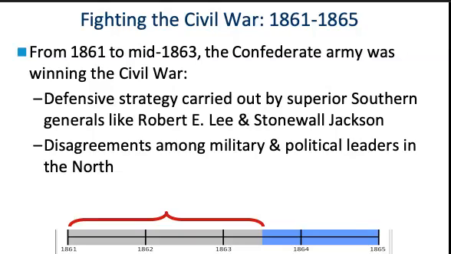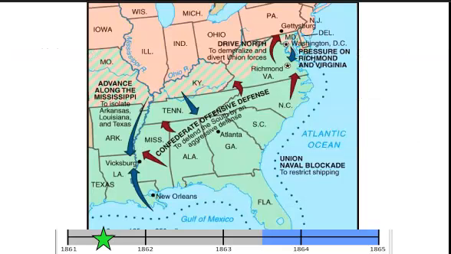The defensive strategy carried out by superior Southern generals like Lee and Jackson, and disagreements among military and political leaders in the North, are going to cause a lot of problems for the Union. So we've got the map right here, and you're going to see some battles pop up, and notice how the timeline moves across the bottom. We're not going to hit every single battle.